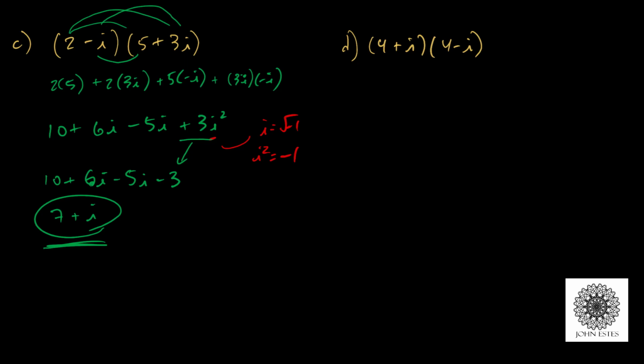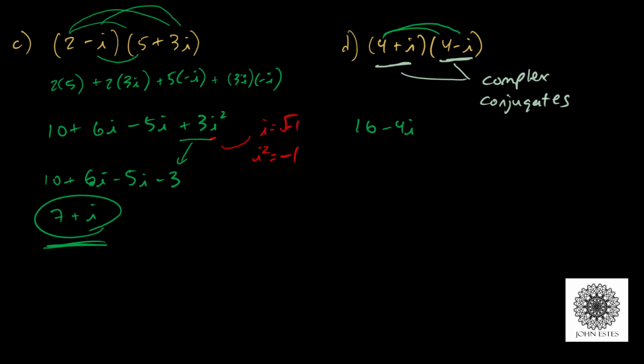This is multiplying again, but this time I want to point out something about these guys. Here I have 4 plus i and then 4 minus i. That relationship we call complex conjugates. When I FOIL these out, something special is going to happen. Let me show you. When I do the first terms, I get 4 times 4, which gives me 16. My outside terms, I have 4 times minus i, so it's a negative 4i. The inside terms have an i times a 4, so that's a positive 4i. And lastly I have an i times a negative i, so I get a negative i squared.